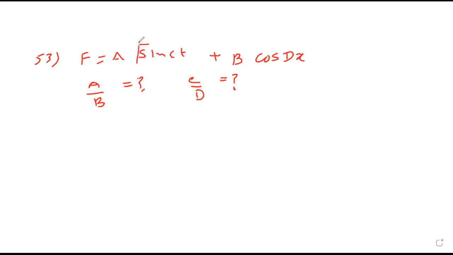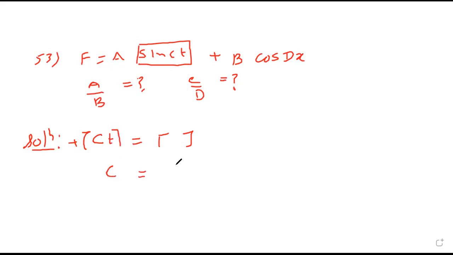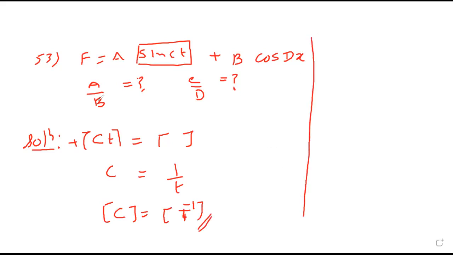What is the dimension of this sine term? Dimensionless, right? Yes, sir. So can I say CT is dimensionless? Therefore, C dimension is 1 upon T, that is T minus 1. We are interested in A upon B and C upon D.